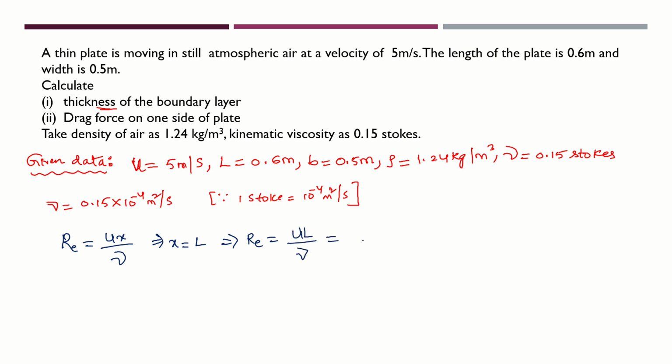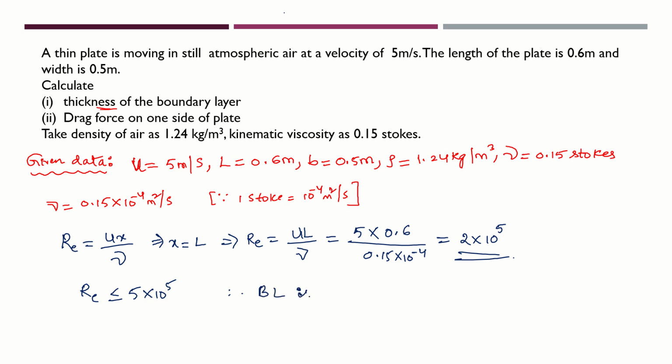So let me put in the values. What is the value of U? We have 5 into the length of the plate, 0.6, by kinematic viscosity, 0.15 into 10 power minus 4. So our Reynolds number comes out to be 2 into 10 power 5. I already told you for a laminar boundary layer the Reynolds number should be less than or equal to 5 into 10 power 5. For us it came to 2 into 10 power 5. Therefore we say that the boundary layer is laminar.